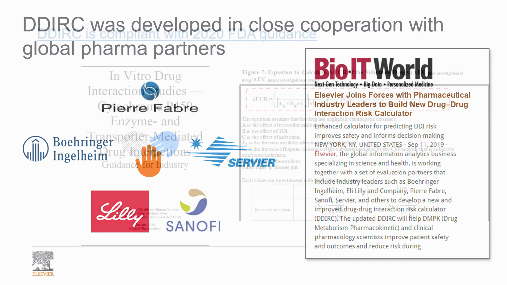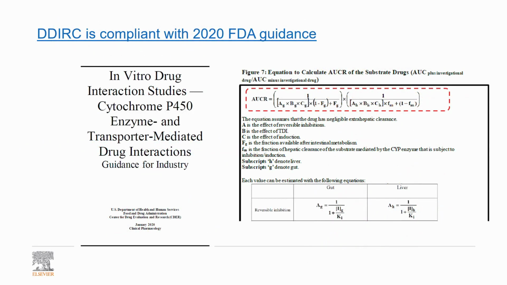So why do we use this type of approach? Because it's one of the ones that is recommended by the FDA according to their guidance from 2020. So it means that this tool is compliant with one of the methods that is provided and recommended by FDA guidance. And as you can see, we're using the same equation that the FDA is using to predict the AUC, or area under the curve, ratios with this tool.